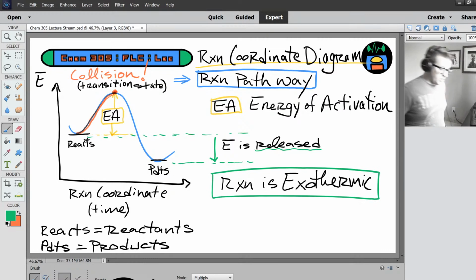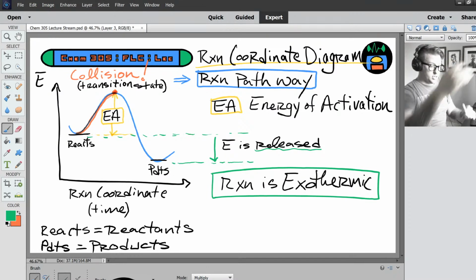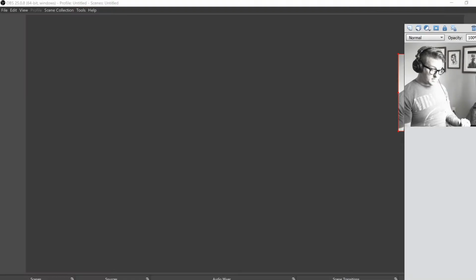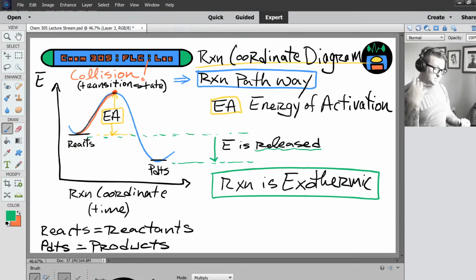All right. So this is kind of our introduction to a reaction coordinate diagram. We can see that it gives us information about how high the energy barrier is, how strong the electron-electron repulsion is between reactants and products. You can see that energy is released by this particular reaction because your products are lower in energy than your reactants. We therefore say that the reaction is exothermic.